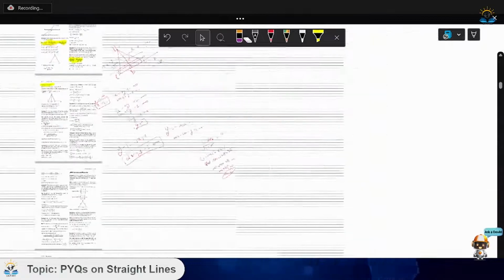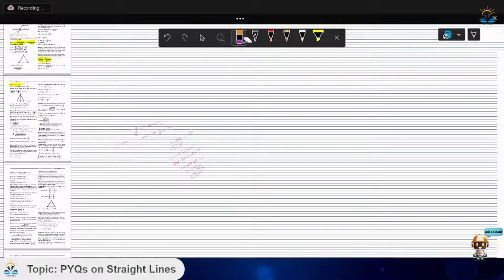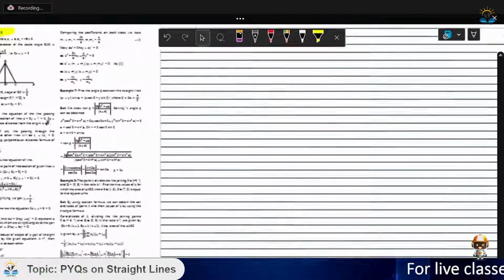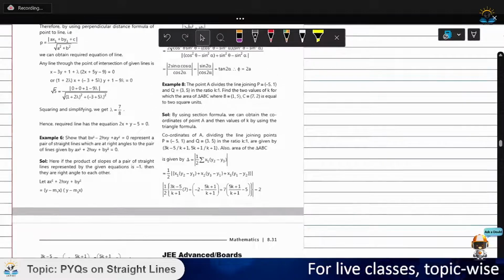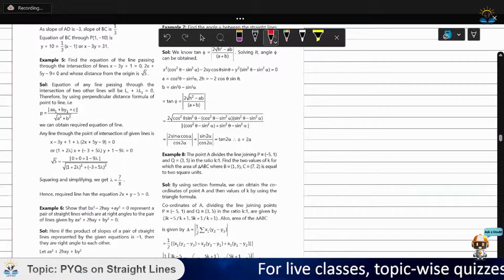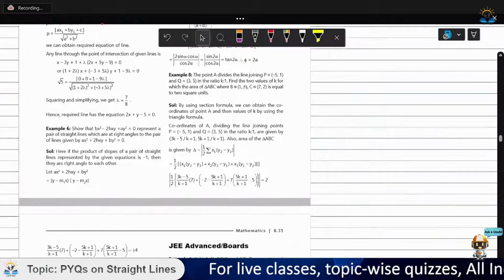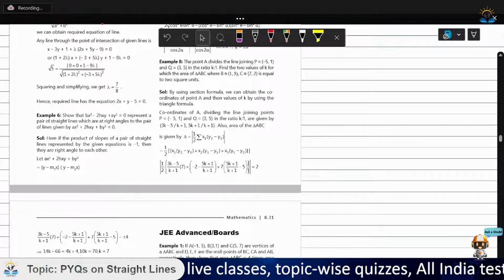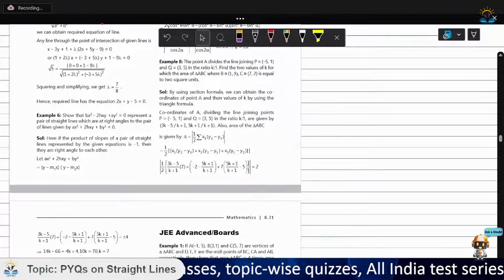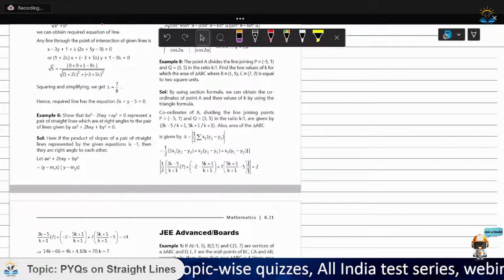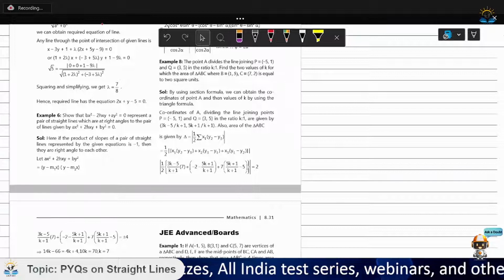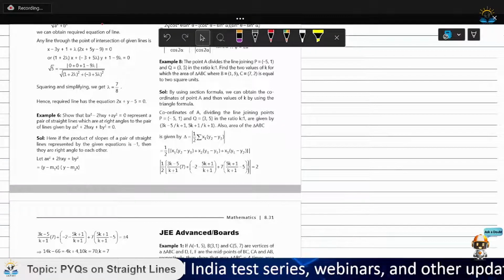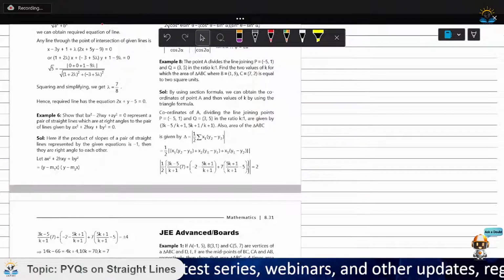We are done with the fifth question. So we are done with the fifth one. Let me take it through. And now moving on to the sixth question. Show that bx square minus 2hxy plus ay square is equal to 0 represents a pair of straight lines which are at right angle to the pair of lines given by this. Okay, so how do we move about that?